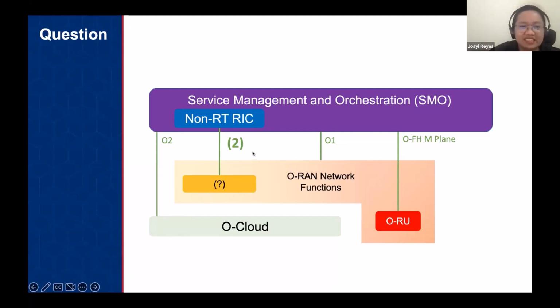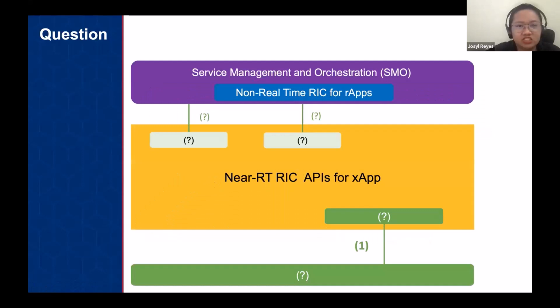How about number 2? What is this interface? Okay, so it's the A1 interface. This is the southbound interface. When you hear southbound, it's from the orchestration, the SMO, going down to the RAN itself.